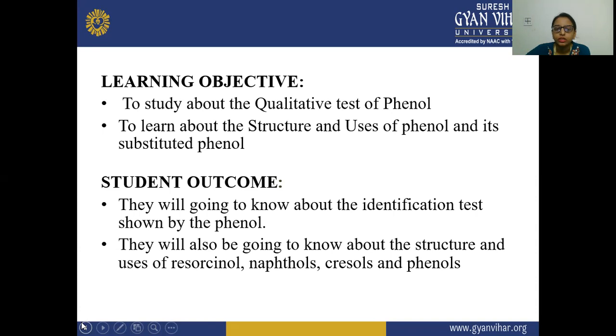Secondly, the student outcome. Here, the student will know about the identification tests shown by phenol. Means if an unknown sample is given in the lab, then how we will do the testing so that we can identify that this is a sample of phenol. Secondly, we are also going to know about the structure and uses of the substituted phenols, meaning resorcinol, naphthol, cresols, and phenols. So the student will know about these things in today's lecture.